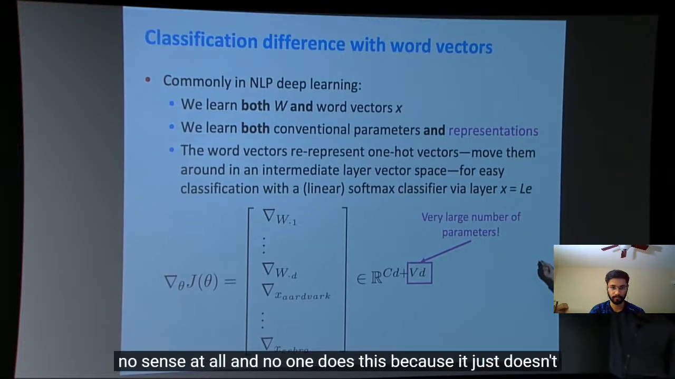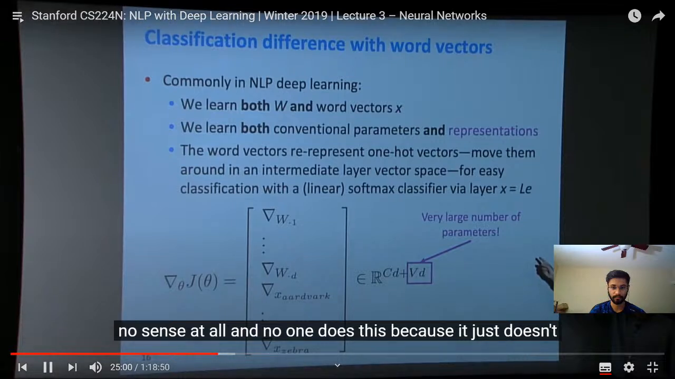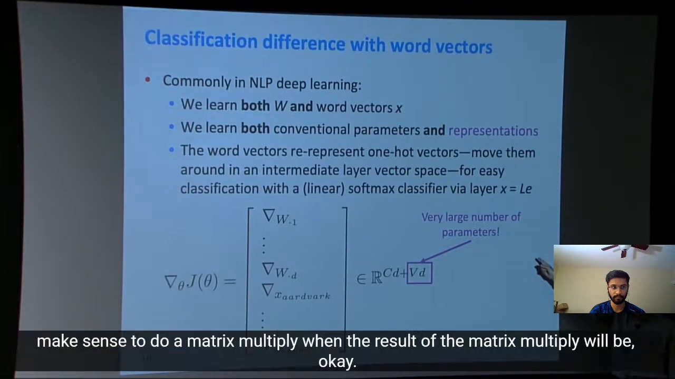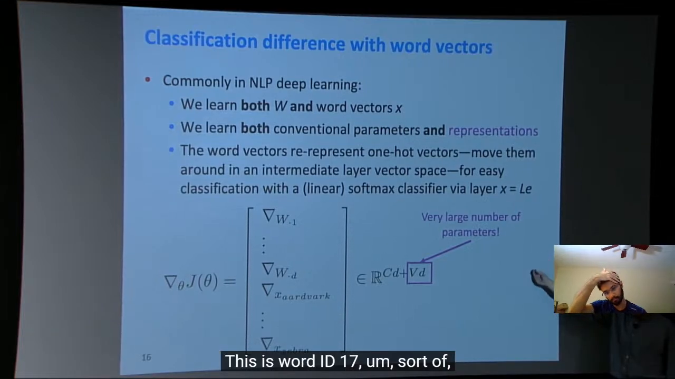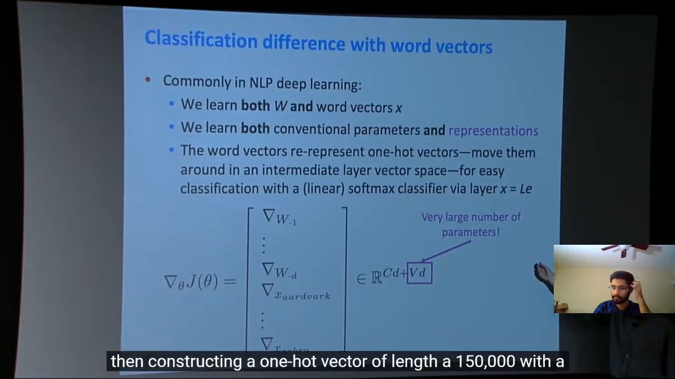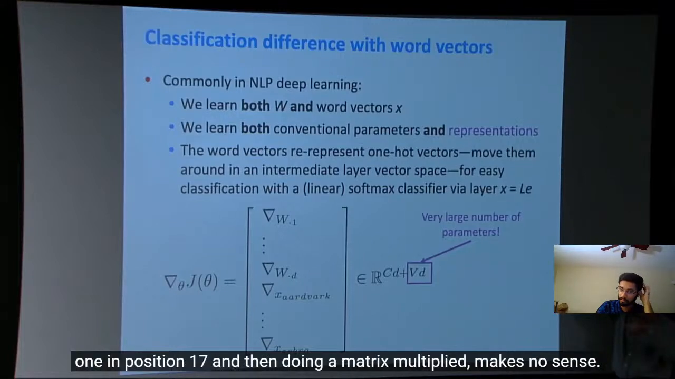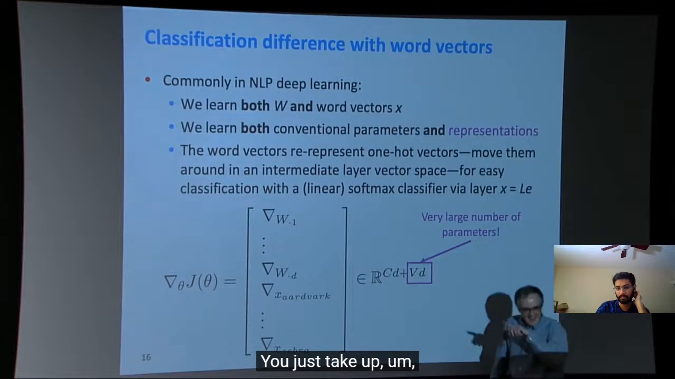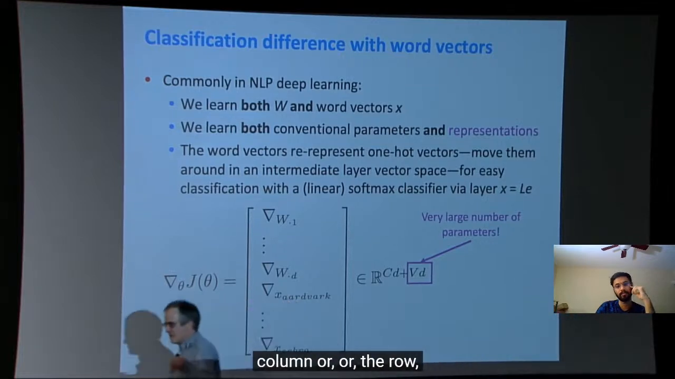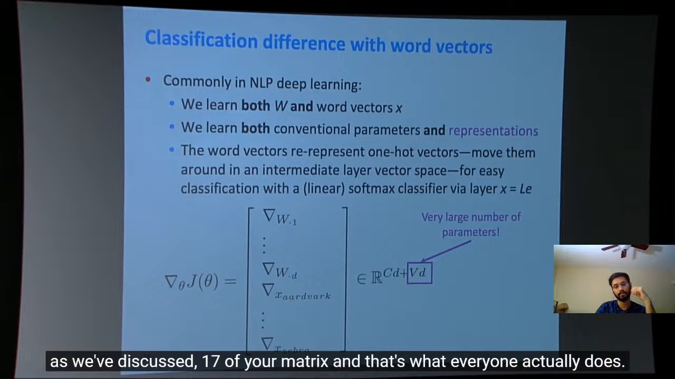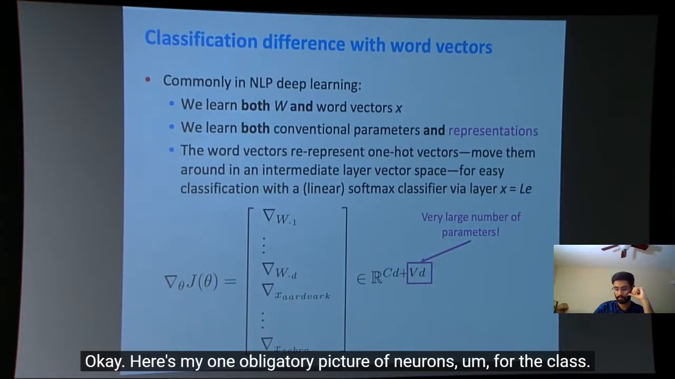Implementation-wise, this makes no sense at all, and no one does this. It doesn't make sense to do a matrix multiply when the result will be, okay, this is word ID 17, then constructing a one-hot vector of length 150,000 with a 1 in position 17 and then doing a matrix multiply. You just take out the column or the row, as we've discussed, 17 of your matrix, and that's what everyone actually does. Okay.